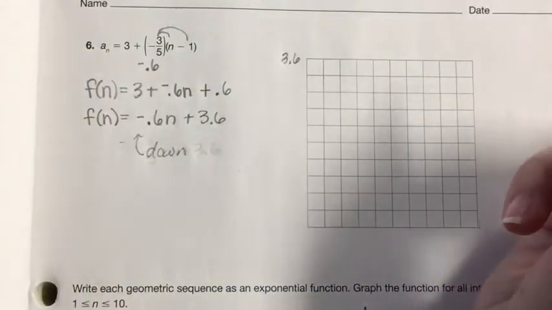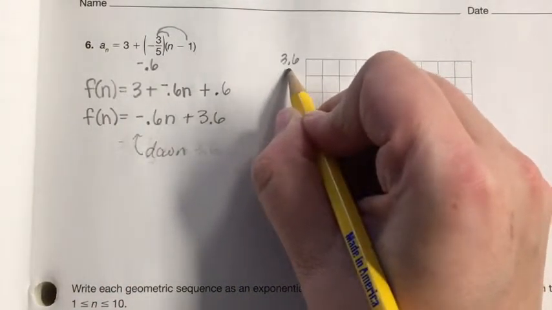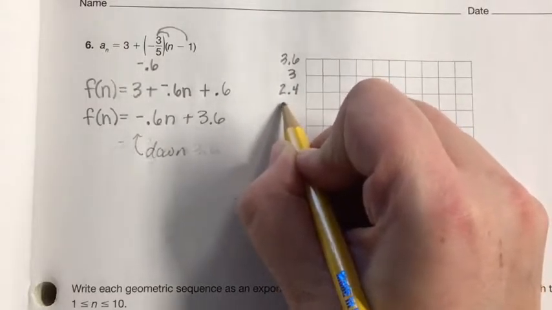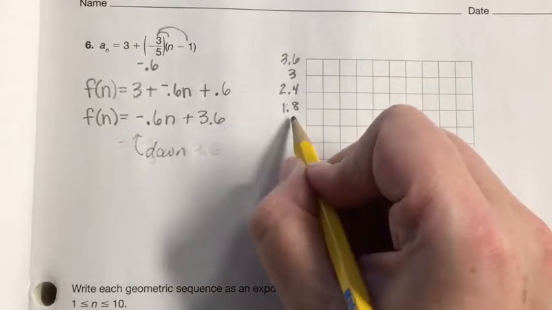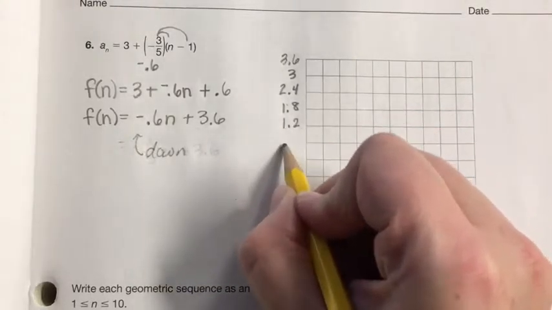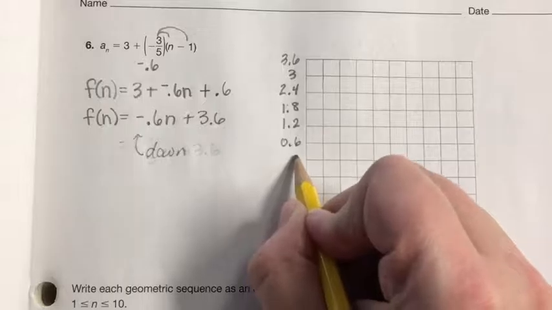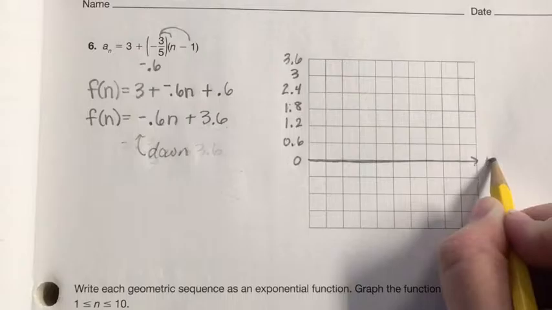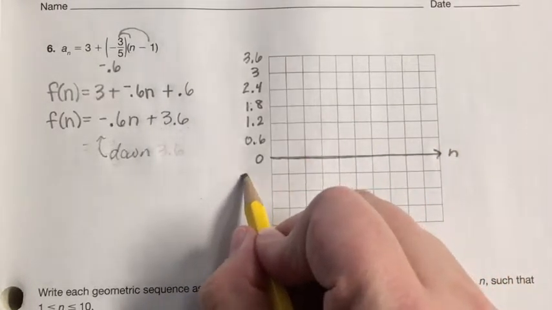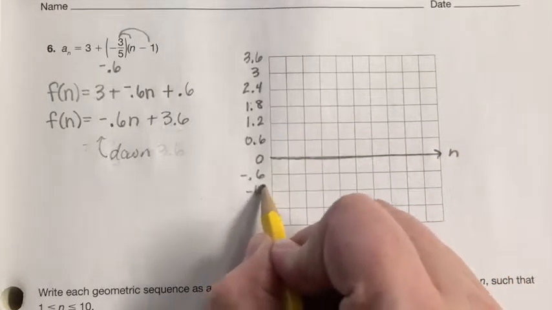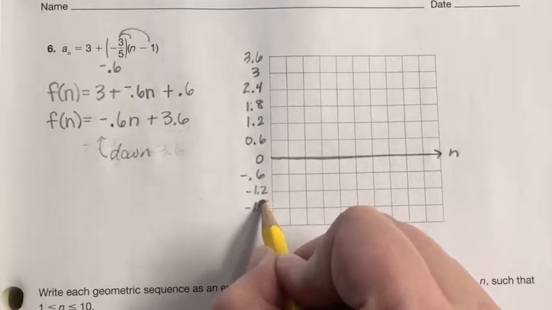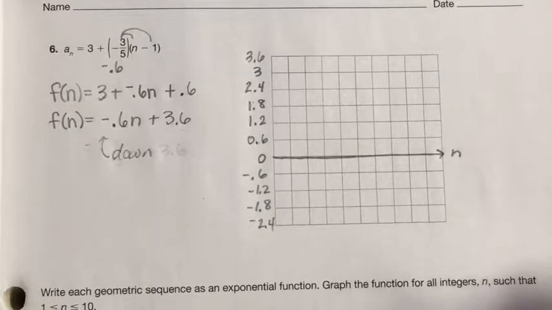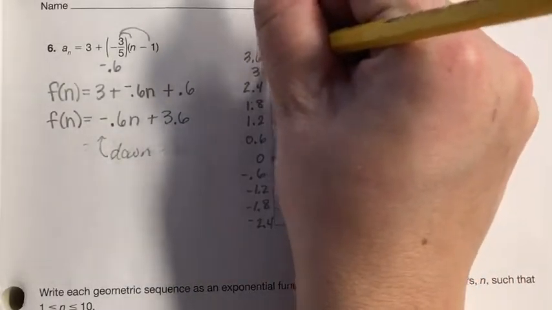And then how far does it go down by? 0.6. So this will be 3, and then that will be 2.4, and then 1.8, right? 1.2, 0.6, 0. Hey, look, we have a normal x-axis. How nice. In fact, we're going to call it the n-axis. And then negative 0.6, negative 1.2, negative 1.8, negative 2.4. Feeling good?